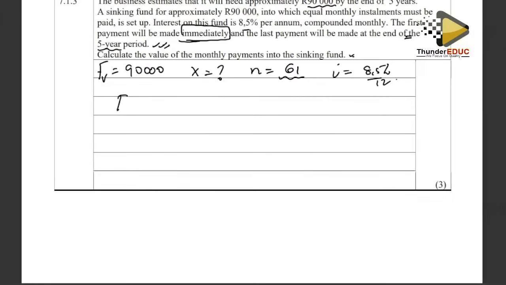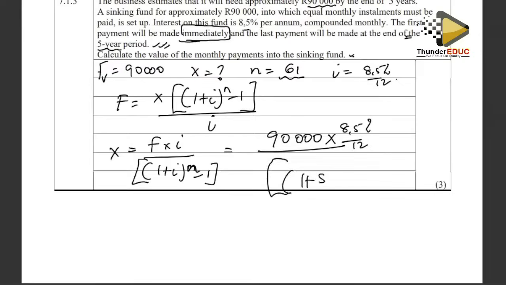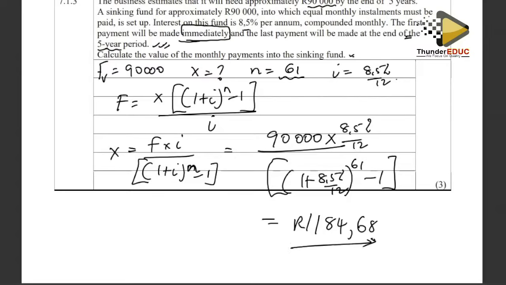Okay, so if we substitute into the formula, we have 1 plus i to the exponent of n minus 1 over i. We're looking for x, meaning that it's going to be F times i over this entire bracket, 1 plus i to the exponent of n minus 1. Let's do the substitution. So it's 90,000 multiplied by 8.5% over 12 over 1 plus 8.5% over 12 to the exponent of 61 minus 1. So I'm getting 1184.68 rands. All right, so that is how I would have gone about with that 7.1.3.